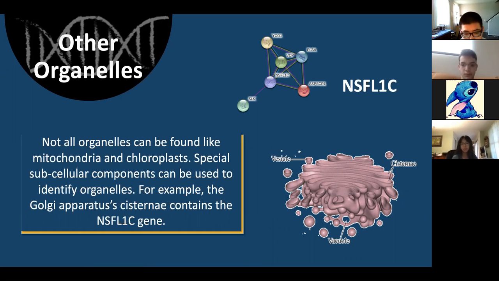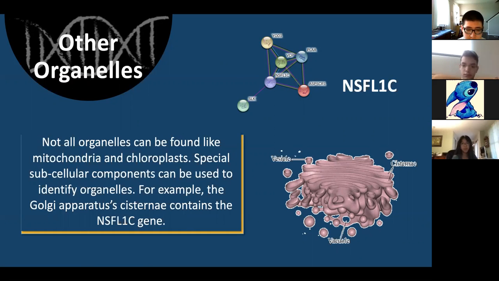In the case of the smooth and rough endoplasmic reticulums, as well as the Golgi apparatus, we can analyze its membrane, the cisternae. The main protein components of the cisternae are the P47 and the P97 protein. The gene encoding for it is called NSFL1C, and in humans is located on the 20th chromosome.